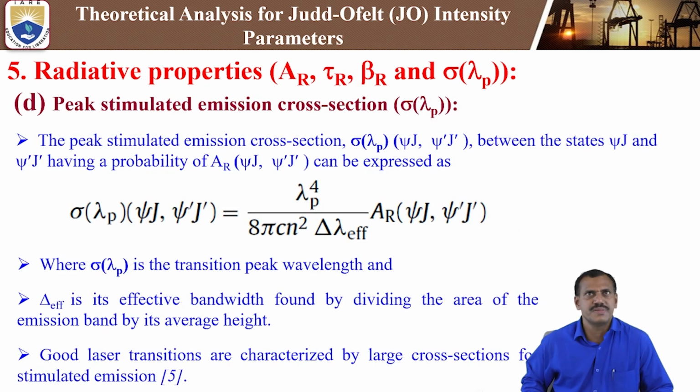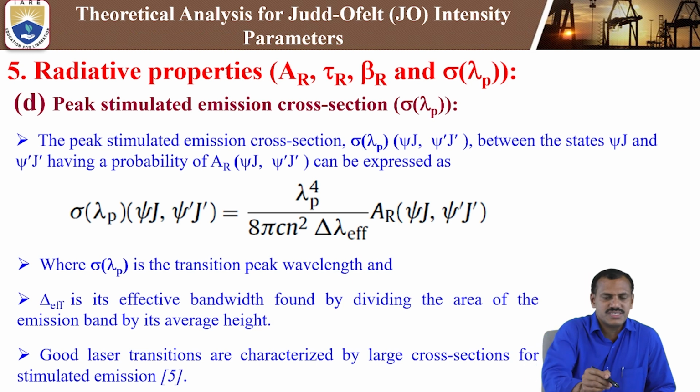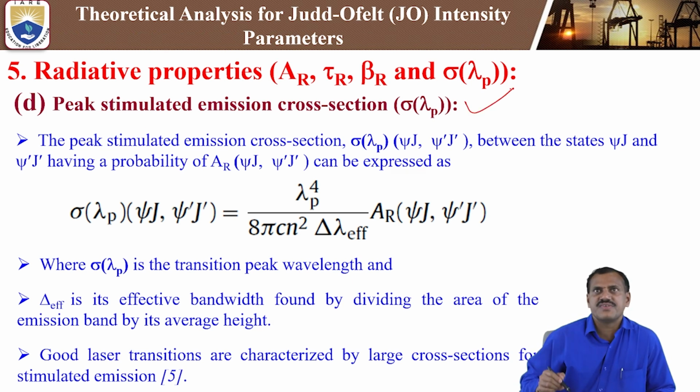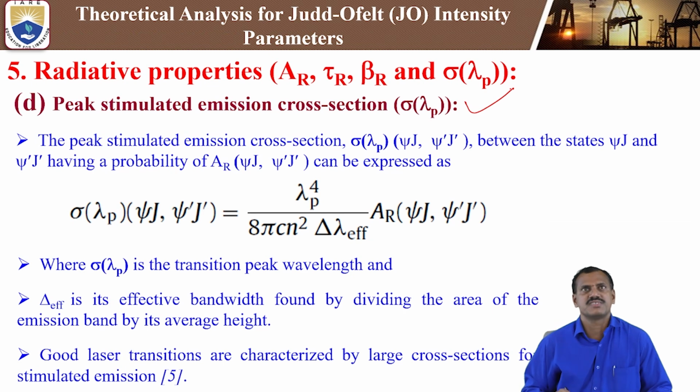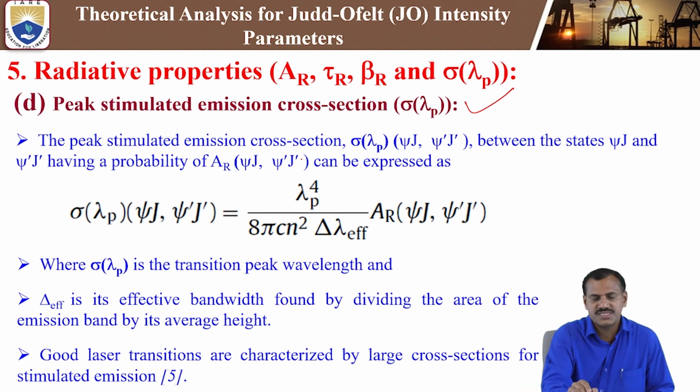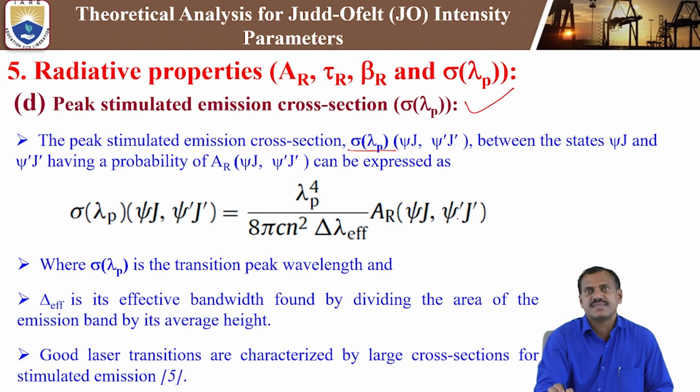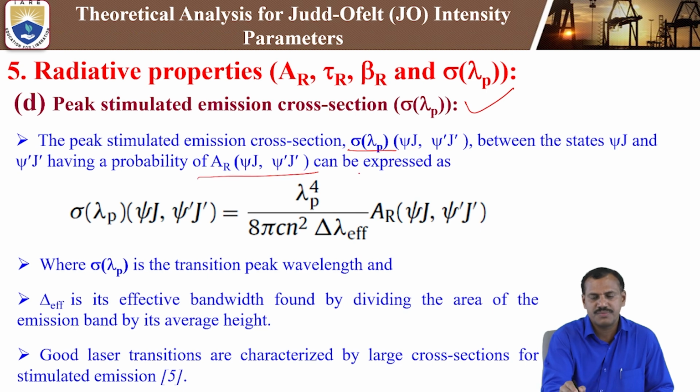This last one is the peak stimulated emission cross section. This is one of the radiative properties. The peak stimulated emission cross section is a very important parameter in laser glass spectroscopy. The peak stimulated emission cross section is sigma at lambda p, for the transition between the states psi j, the ground state, and the excited state, with the A_RAD value, and it can be expressed as follows.